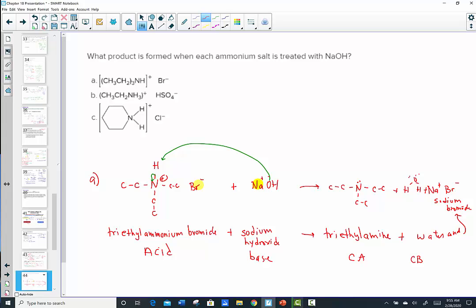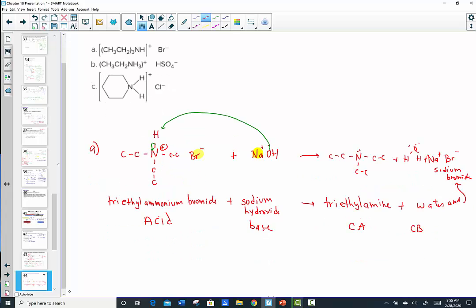Triethylamine plus water plus sodium bromide. Those are your products formed. Of course, the salt, triethylammonium bromide, converted back into the original amine, and a water and a salt, with treatment of the sodium hydroxide. Let's talk through the mechanism, with letter B.